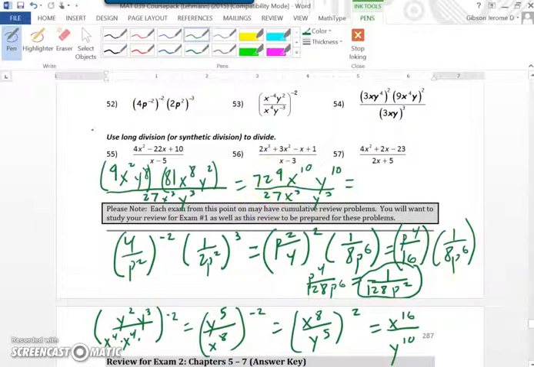Now, 729 divided by 27, that goes in evenly. So this will leave us 27. X to the 10th divided by x to the 3rd is x to the 7th. And y to the 10th divided by y to the 3rd is y to the 7th. So that takes care of problem 54.